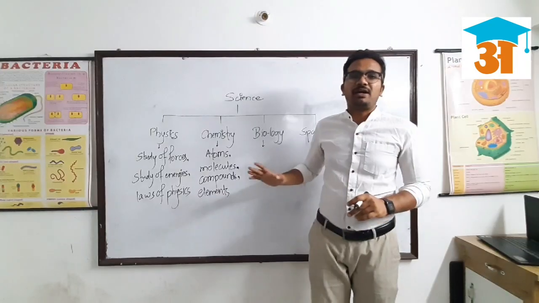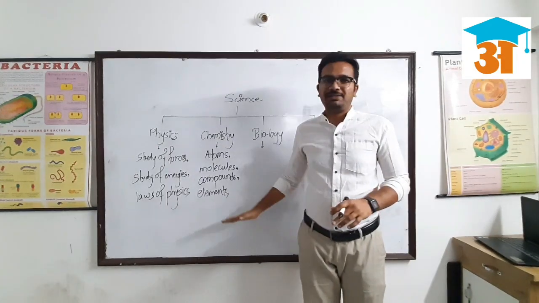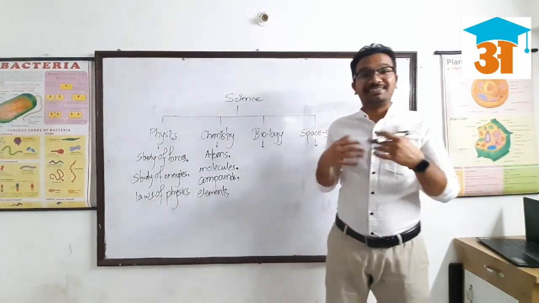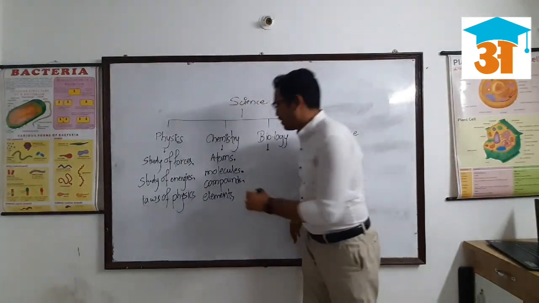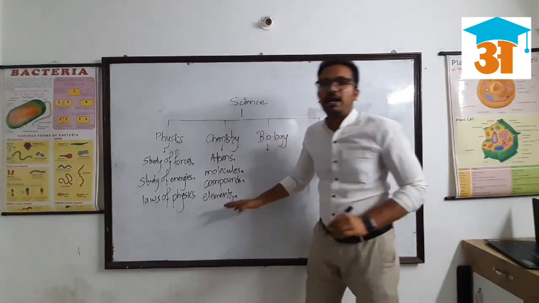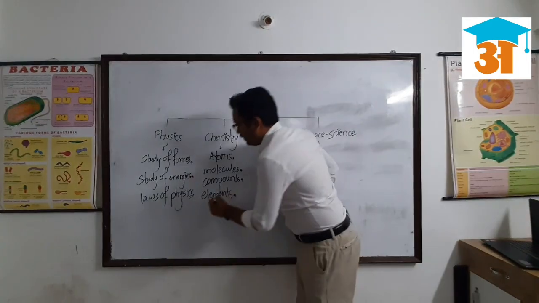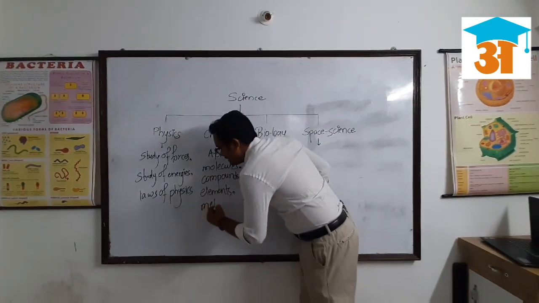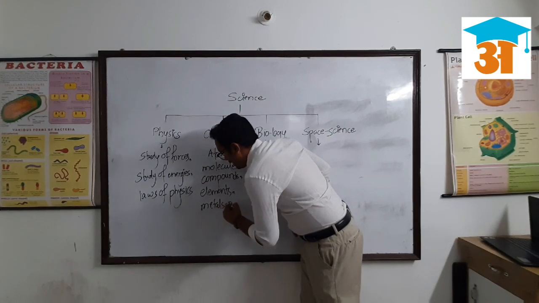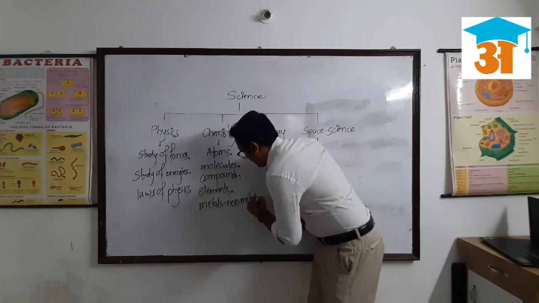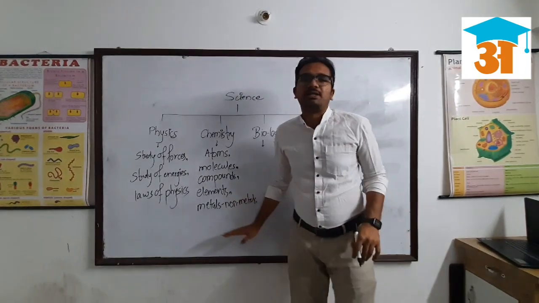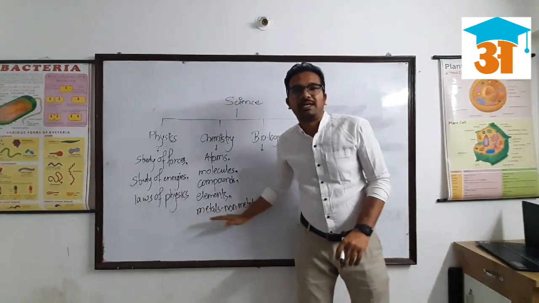There are around 120 elements discovered by scientists in the universe. Okay, so the elements are an important aspect of chemistry, and at the end we study about the metals and non-metals. Okay, so you can bifurcate metals and non-metals.